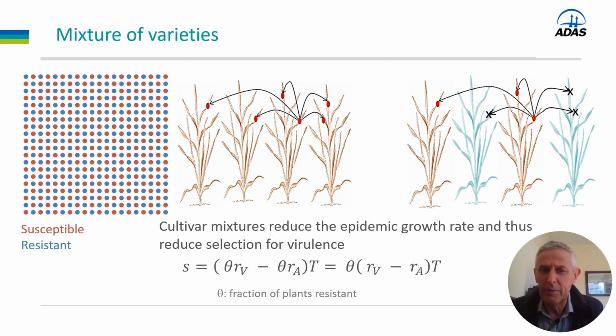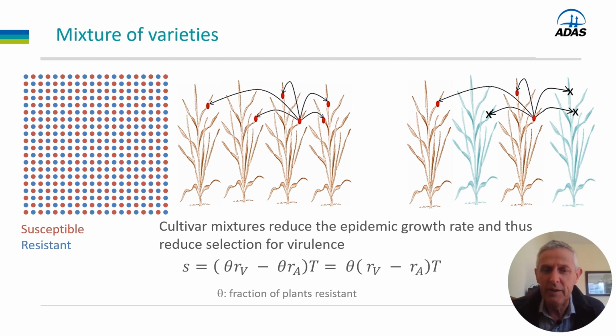And that also has the effect of reducing the selection of virulence, because it reduces the difference in the per capita growth rate between the virulent and the avirulent strain. So this is again analogous to the fungicide resistance case. There are 2 differences here though.